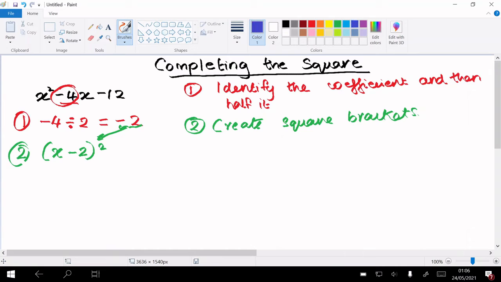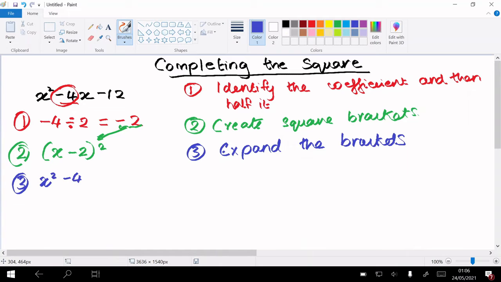Now step 3 is expand the brackets. So in this case, that would be x squared minus 4x plus 4. Once again, if you don't know how to expand a quadratic, please check out the expansion video and jump back in. Otherwise, let's just carry on. So the expansion would be x squared minus 4x plus 4.